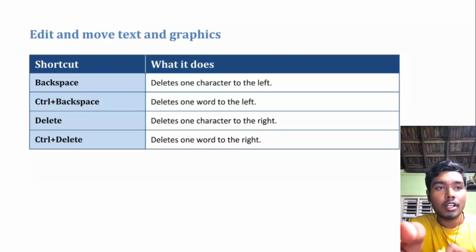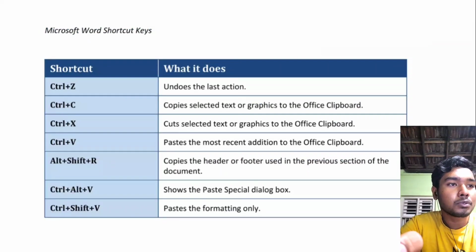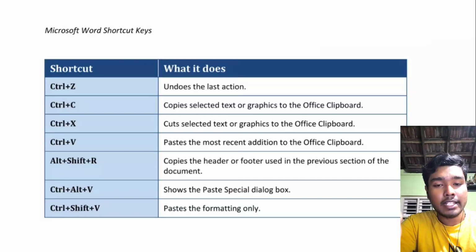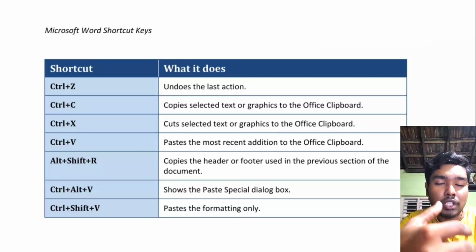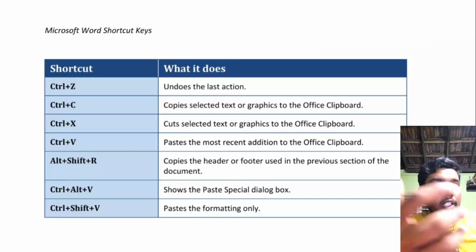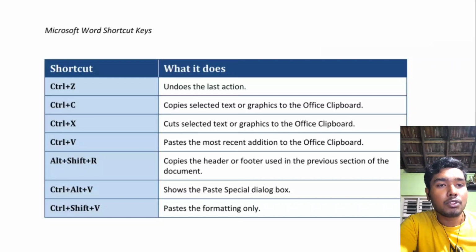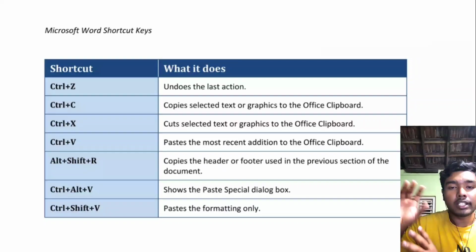Okay, next are other shortcut keys that we can use. Control Z is for undoing the last action. If we did an action and want to undo it, we can press Control plus Z. Control C is for copying selected text or a graphic, and it will be saved in the clipboard, the Office clipboard.